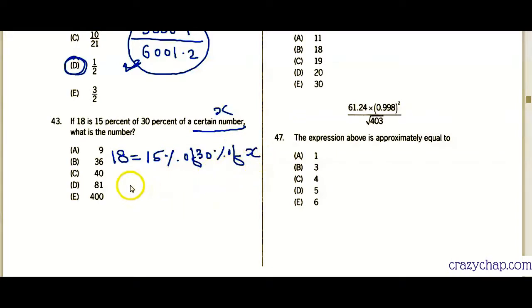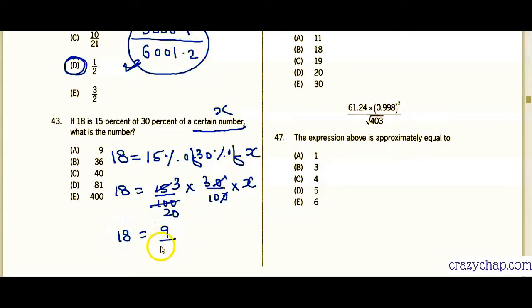Of means times. 30 over 100. 10 gets cancelled. 5 will cancel them, right? 18 equal to 9 over 200 times x. And this 9 and 18 can cancel 2 times, right? So x will be equal to 400. Option E should be the correct answer.